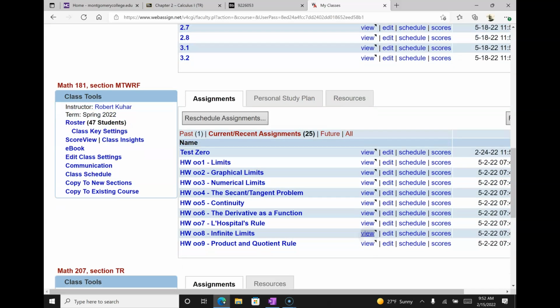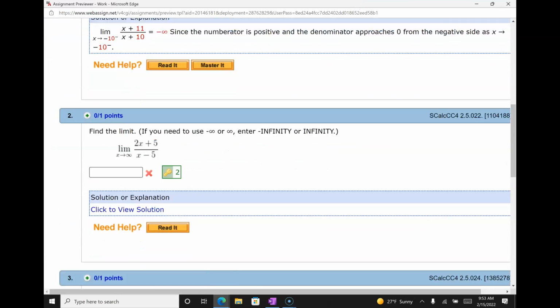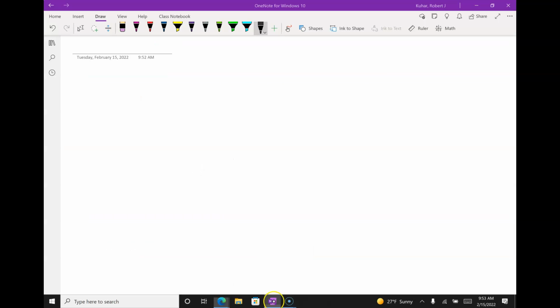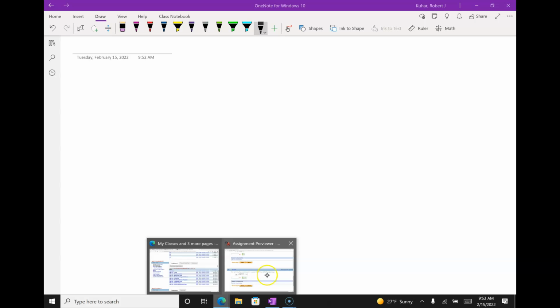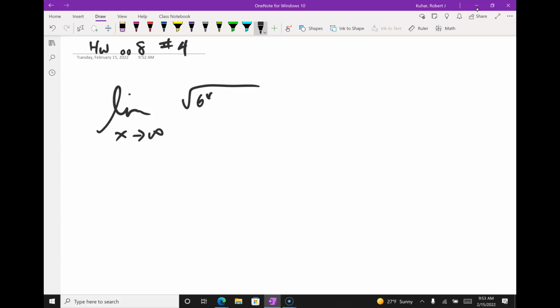So this is Infinite Limits, homework 8 on WebAssign. Here's the one I want to do. Square root of 64x squared plus x minus 8x. Let me just take a quick photo. So this is, I forget which problem it was. It doesn't matter. Homework 8, number 4. We're looking at the limit as x goes to infinity of the square root of 64x squared plus x minus 8x.